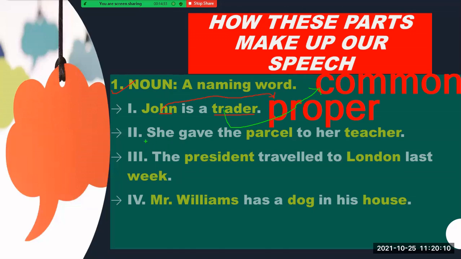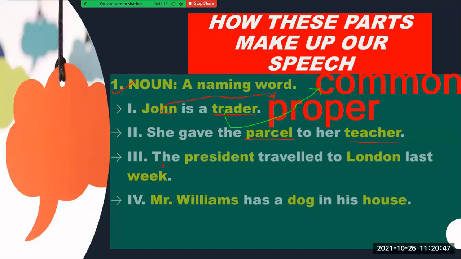Then let's look at the second example. She gave the parcel to her teacher. Parcel is a noun. Teacher is also a noun. Now, in terms of classification of noun, both parcel and teacher are common nouns.